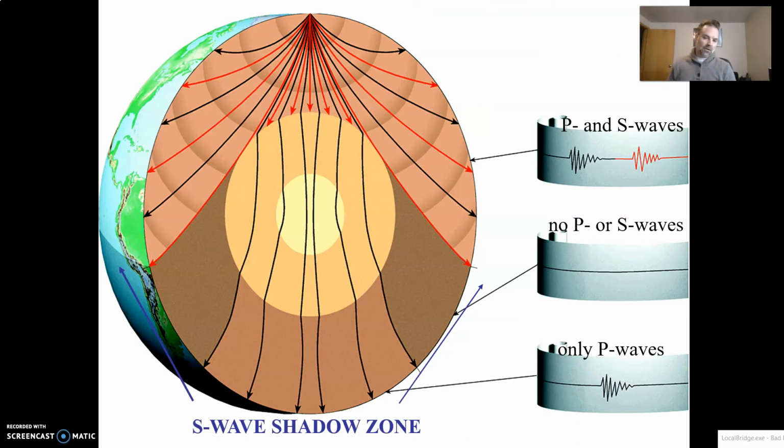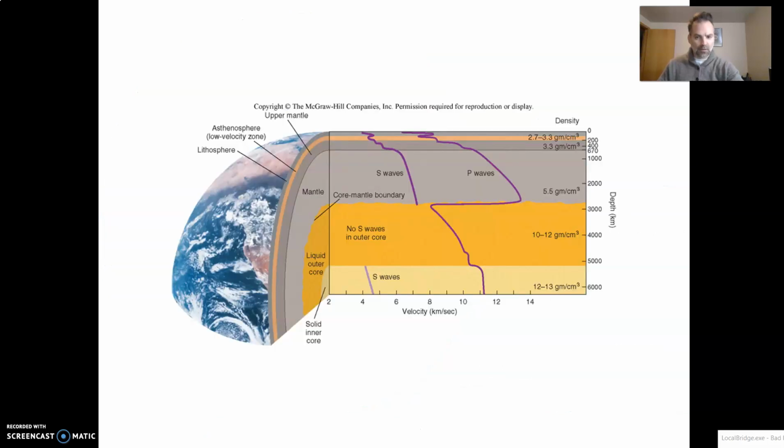So here's showing you a real situation where we have both the P and S waves. Remember, P waves arrive at the station first, followed by your shear wave, and here you're getting combinations of both P and S waves. And then here, there are no P or S waves, and here we only have the P waves that come through. This is an integrated diagram showing how the P and S waves travel through the Earth.